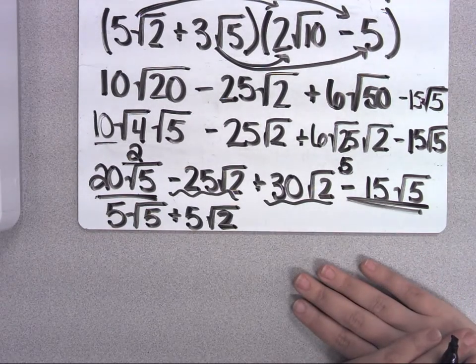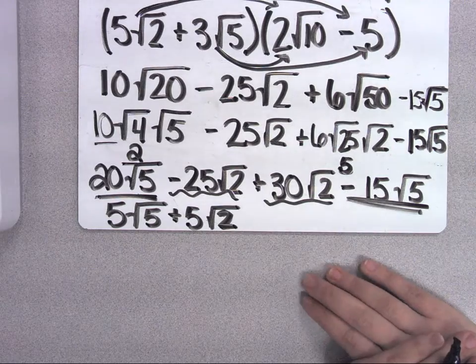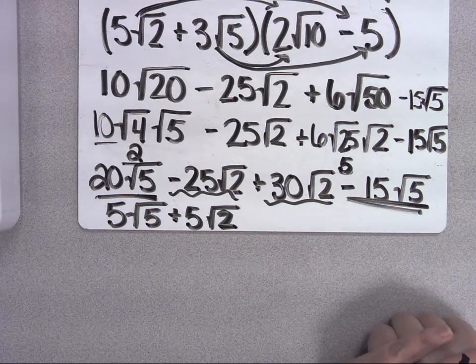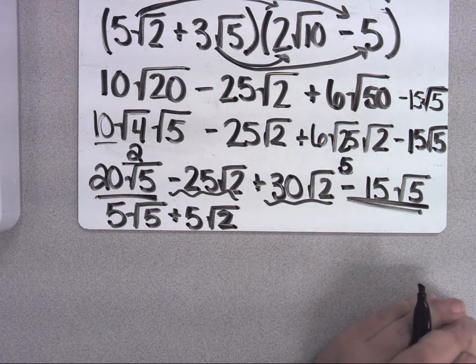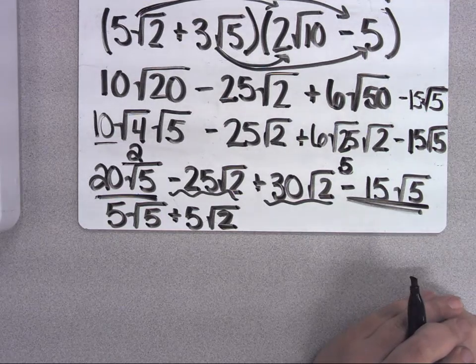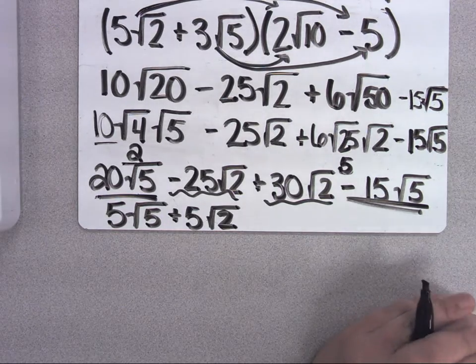Again, would it matter if my 5 square root of 2 was in front of my 5 square root of 5? It would not. Does this make more sense today than it did yesterday? Are you glad we did it in 2 days instead of one? Could you imagine all this at once?